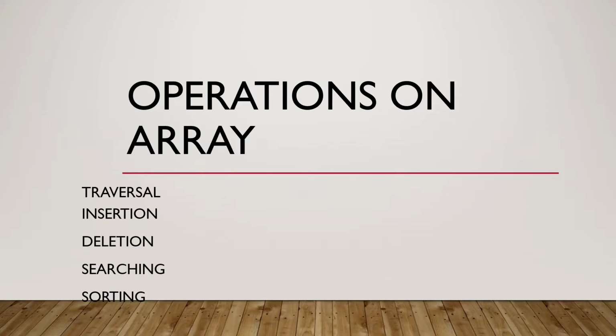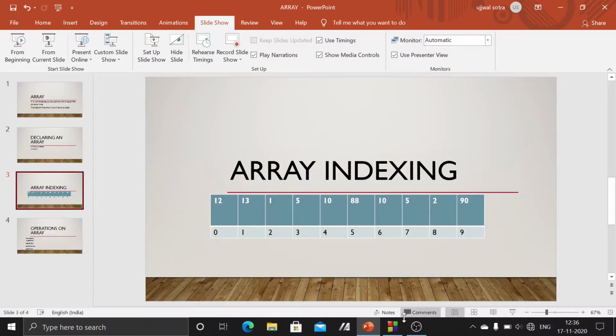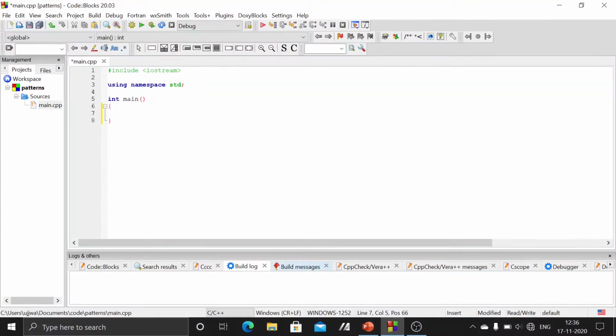So there are certain operations that we can perform on arrays: traversal, insertion, inserting inside an array, then deletion, deleting an element of the array, searching, like searching for a number inside an array. Here we can search for 10 to check whether 10 is inside our array or not. And then sorting, like arranging them in ascending or descending order.